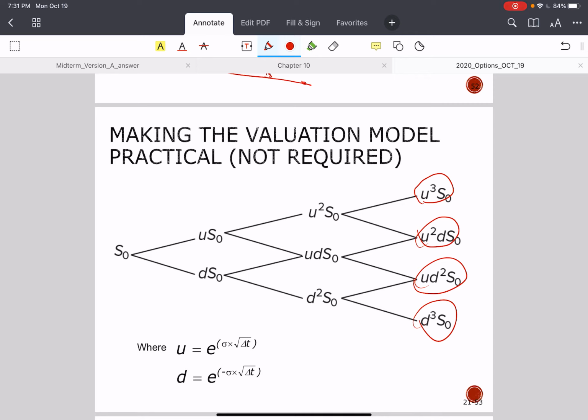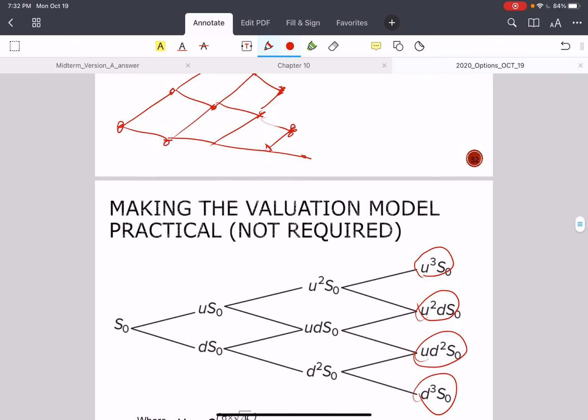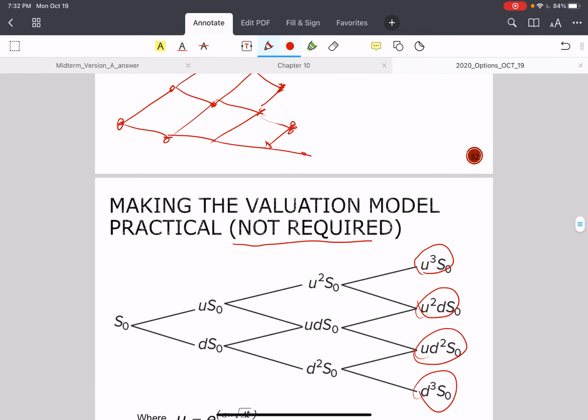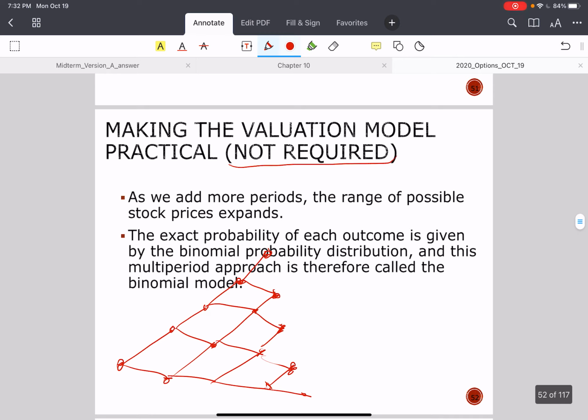If you're interested, you could see why you will have a binomial distribution here. I will not talk too much about the technical details here, but it's actually quite interesting. Obviously you can see that these 2 pages are not required. I am talking about this in case you're curious why this is called the binomial model, and how you could make this very simple model more realistic.